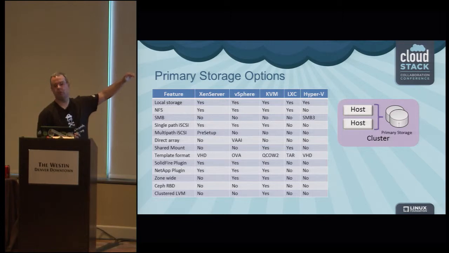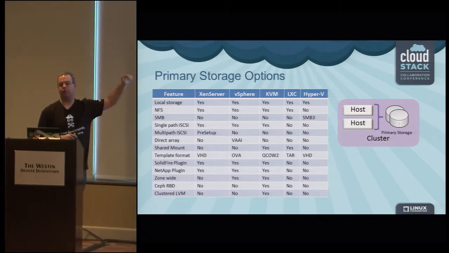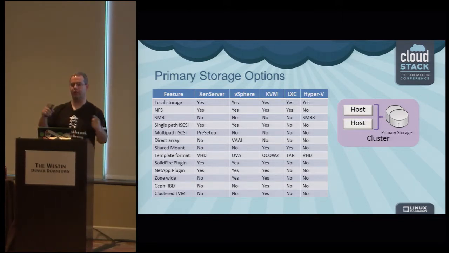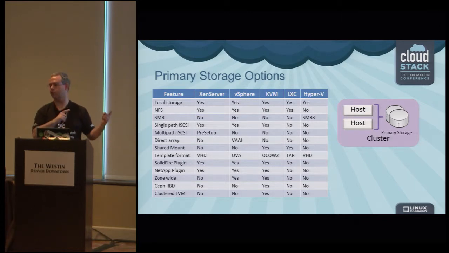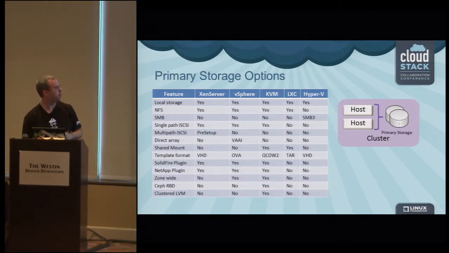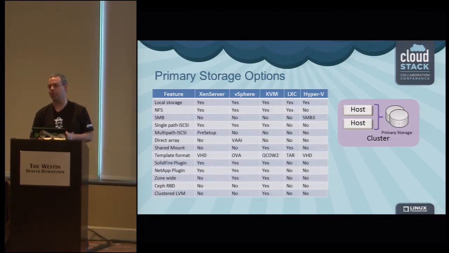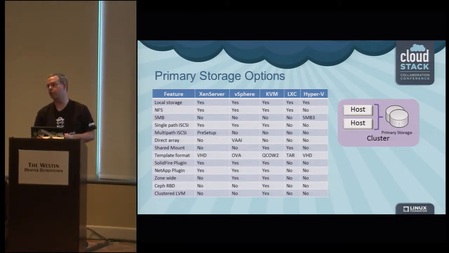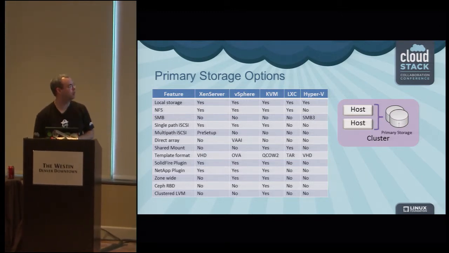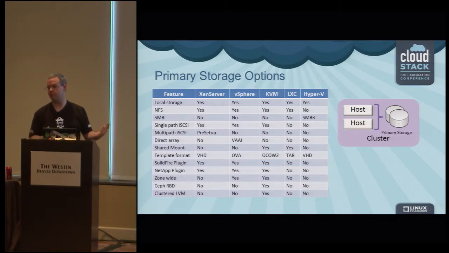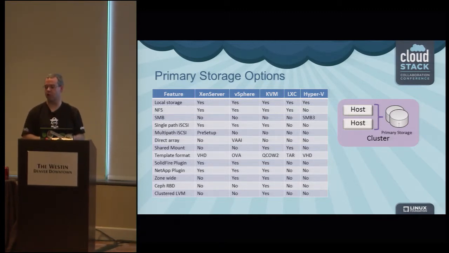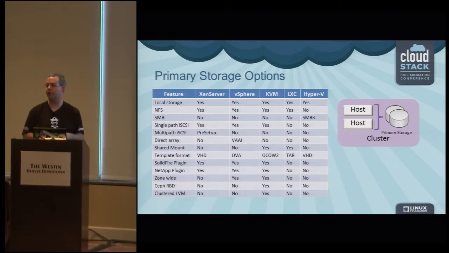If you want multipath iSCSI, so traditional enterprise multipathing, you're going to be using Zen Server, and CloudStack doesn't have the capability of defining all those paths, so you have to define it within Zen Server's storage repository wizard or on the command line, and then set it up as a pre-setup storage repository for Zen Server. Direct array access, if you want to do some VAAI stuff, that's vSphere through and through. Your template format obviously will map to whatever the capabilities of your hypervisor. We have some plugins as well, so the SolidFire plugin, the NetApp plugin, they're perfectly there, just not on Hyper-V. If you want to do some zone-wide storage, you get that with vSphere and KVM, but not Zen Server. So a lot of these things kind of play out in terms of what your overall storage architecture is going to look like. And again, if you want to do some RBD stuff, well, that's KVM today.